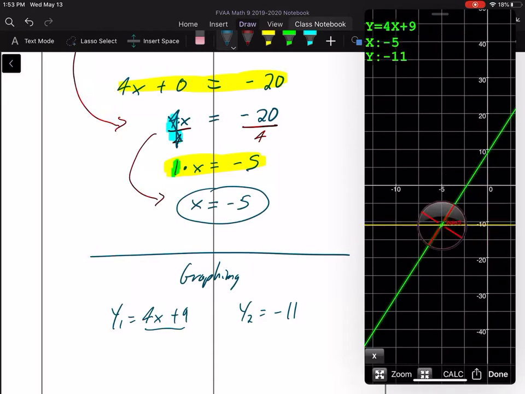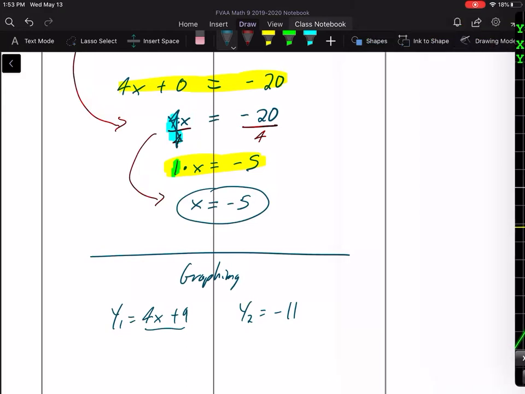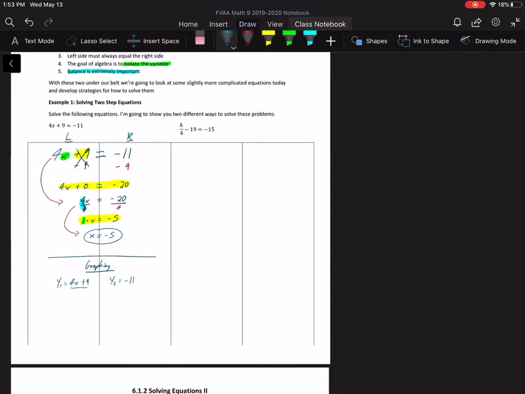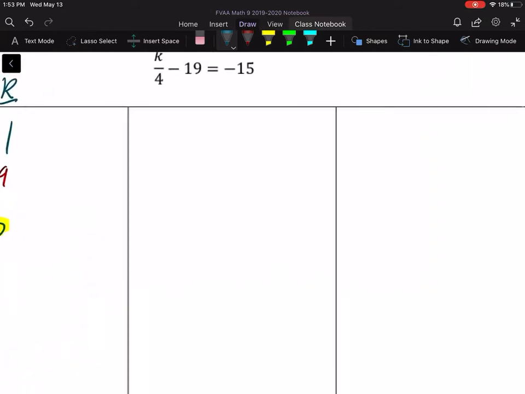And if you're using a computer, you'll just be able to click on that point of intersection, and then you get your answer here. You'll notice the x is equal to negative 5. It's right there. Okay, so that's another way that you can solve this problem, by utilizing graphing. All right, let's try another problem.